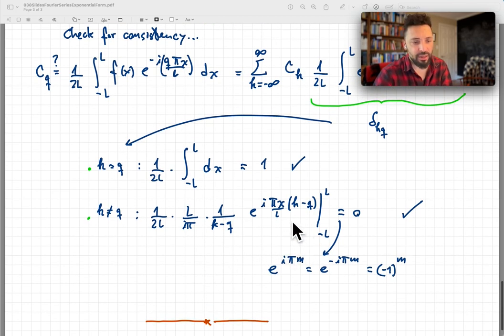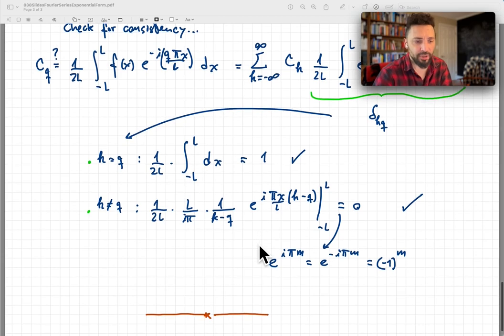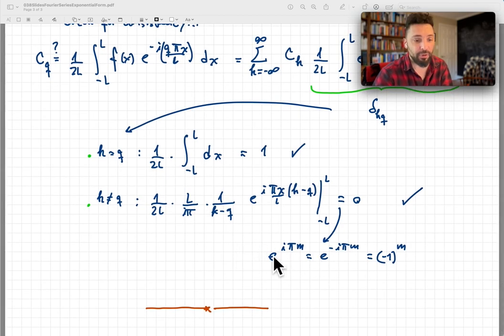It turns out that if x is equal to L or minus L, x cancels with L, and we're left with e to the i pi times k minus q, or e to the minus i pi times k minus q. In both cases, we end up with something that looks like e to the i pi m, or e to the minus i pi m, where m is an integer. Well, it turns out that both give you the same result.